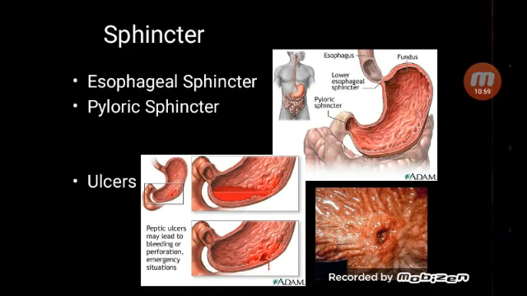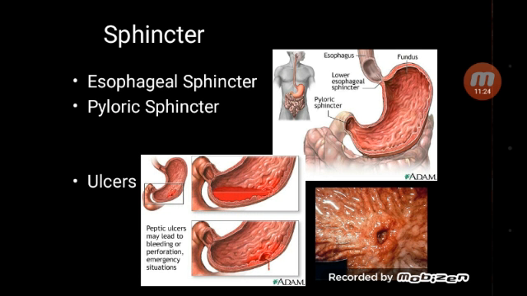The upper esophageal sphincter relaxes to allow the food from the pharynx to enter the esophagus. However, once the food has entered the esophagus, it constricts to prevent the regurgitation of food back into the pharynx. So coming to the lower esophageal sphincter.